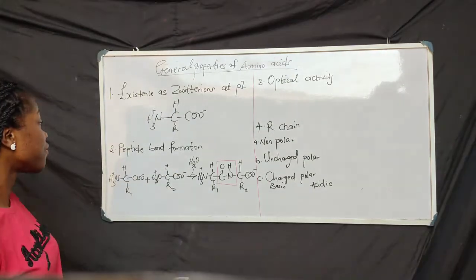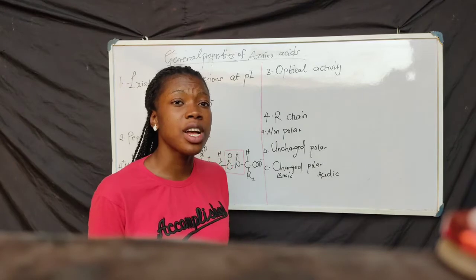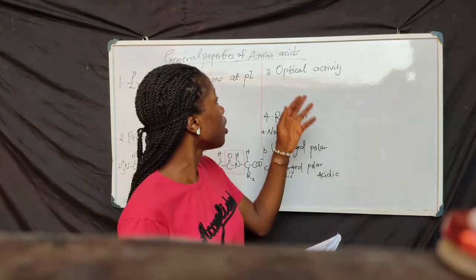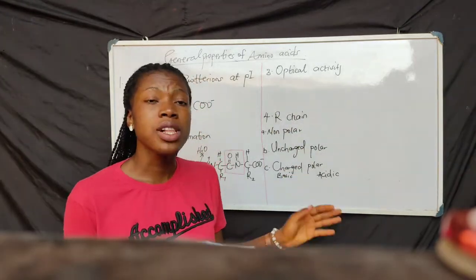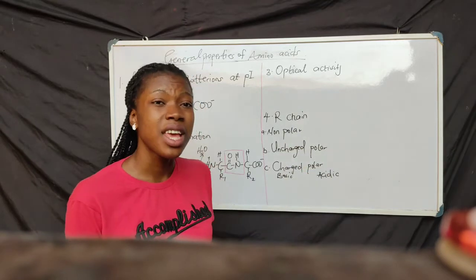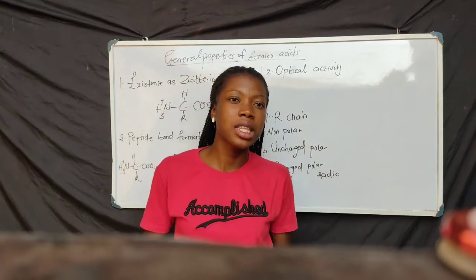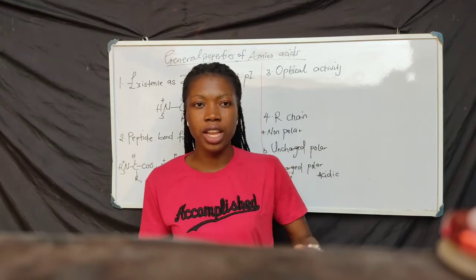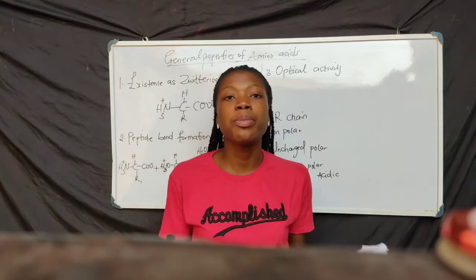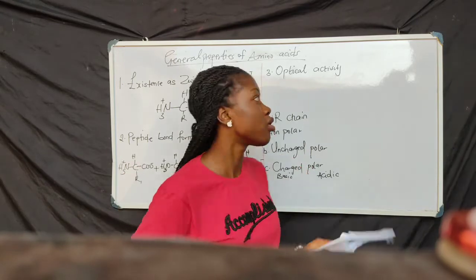The characteristics of amino acids. The next property of amino acids we're going to consider is optical activity. When we say a molecule is optically active, it means the molecule can rotate a plane of polarized light either to the right or to the left. Molecules that rotate plane polarized light to the right are dextrorotatory.